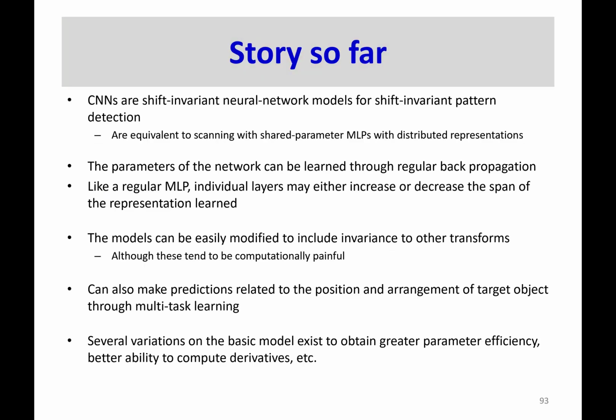So here's the story so far. CNNs are shift invariant neural networks for shift invariant pattern recognition. The parameters can be learned through regular backprop. Like a regular MLP, individual layers may increase or decrease the span of the representation learned, which is what we saw. Or the model can be modified to increase invariance to other transforms. You can also make predictions related to the position and arrangement of target objects through multitask learning. Here there were two tasks: one is classification of the object, the other is finding the location. And various variations of the basic model exist to obtain greater parameter efficiency and a better ability to compute derivatives, etc.